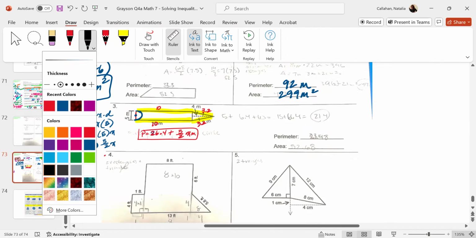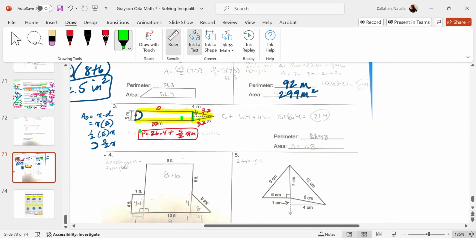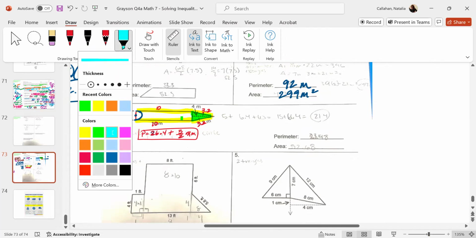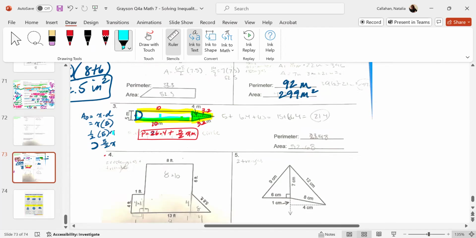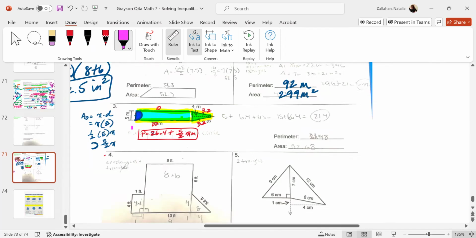So let's find the area. To find the area, you have this triangle right here. Do you see that? So find the area of the green triangle. Then you have this blue rectangle, right? But then the problem is, do you see how you have this pink or dark blue area that you have to subtract from?